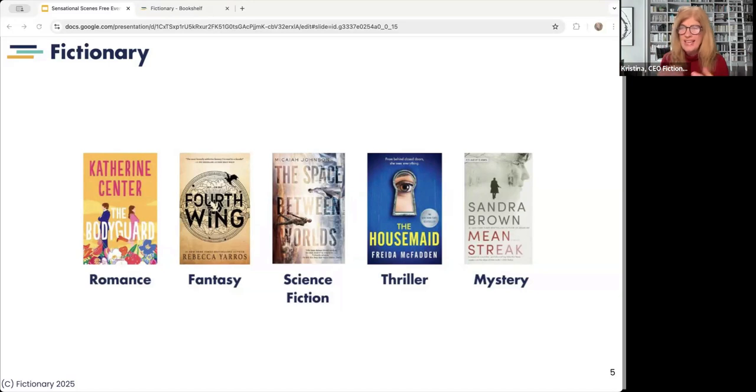And a horror would be, can the protagonist survive a terrifying threat? So we're going to look at these 5 books here. First thing I want to talk about before we get into that is, what is a scene?